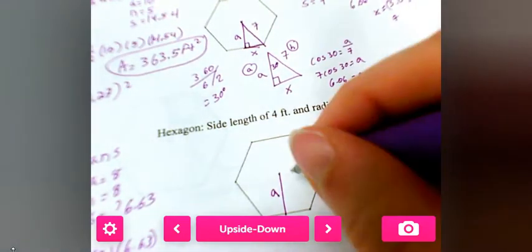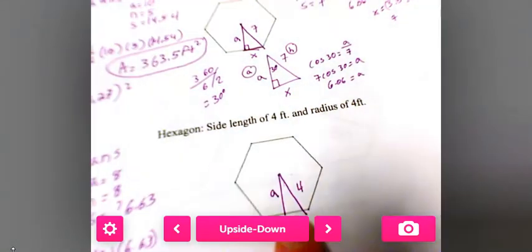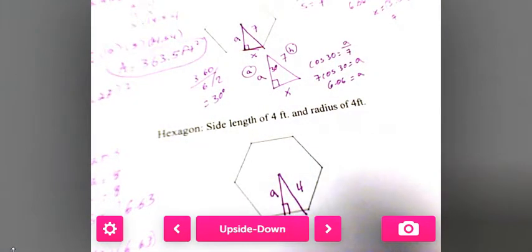I know the radius is 4. What's half the side length? If the side length is 4, what's half of it? 2. So there's my right triangle. You got to find the half the central angle, and then you can use trig to find the apothem.